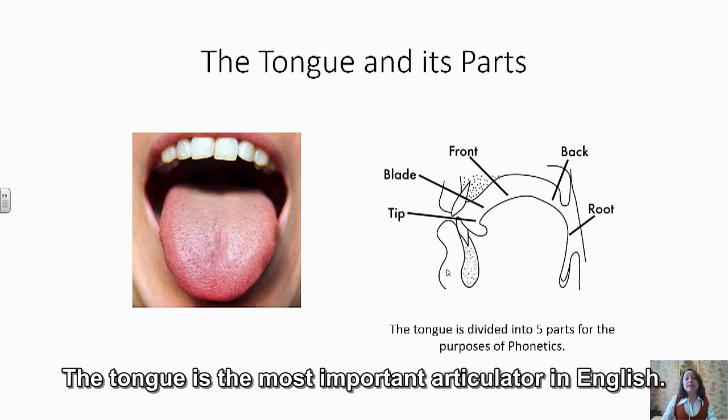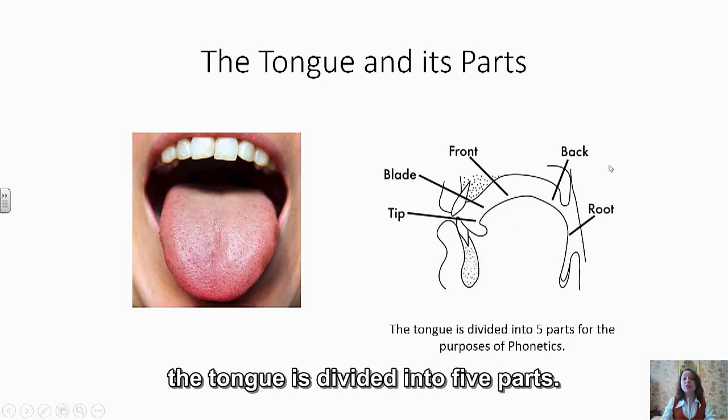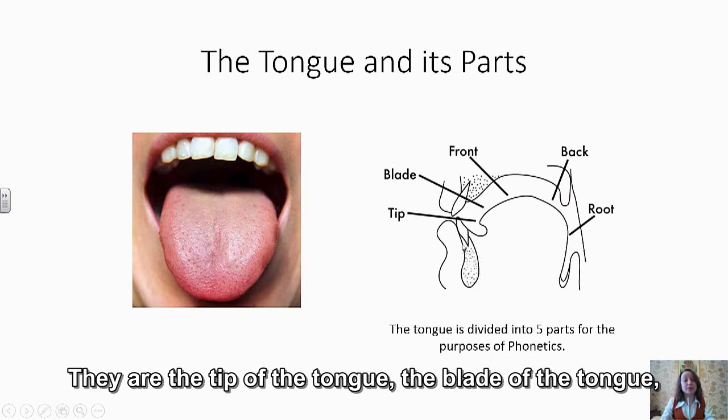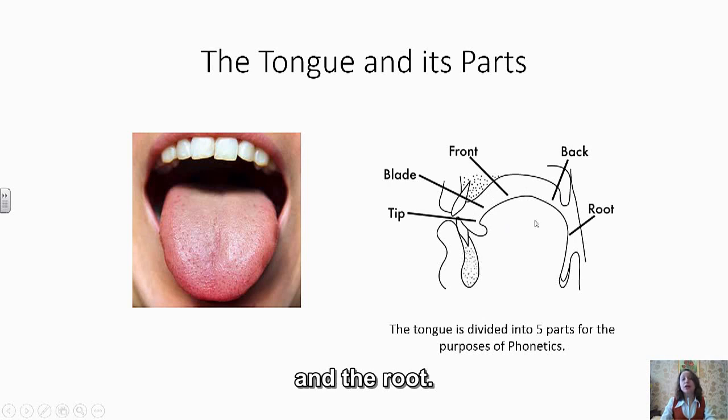The tongue is the most important articulator in English. For the purposes of phonetics, the tongue is divided into 5 parts. They are the tip of the tongue, the blade of the tongue, the front of the tongue, the back of the tongue, and the root.